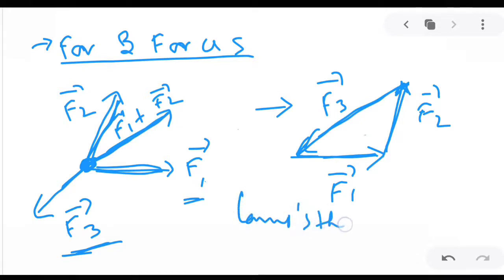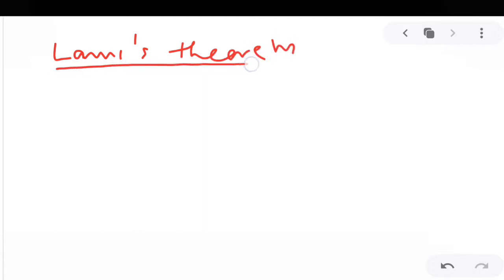Lami's theorem. Okay, so what does Lami's theorem say? We have discussed Lami's theorem in detail. Here I will just give you a review of Lami's theorem.